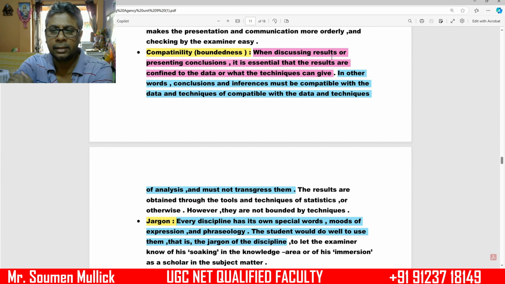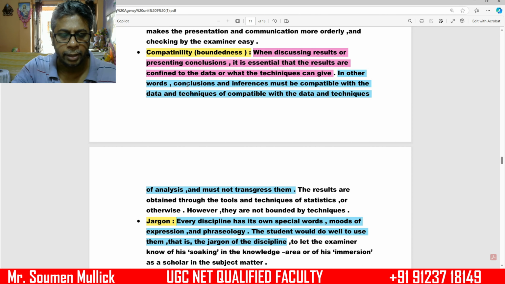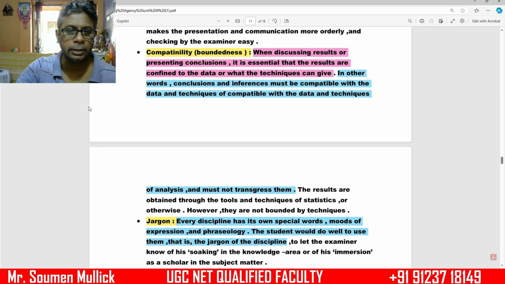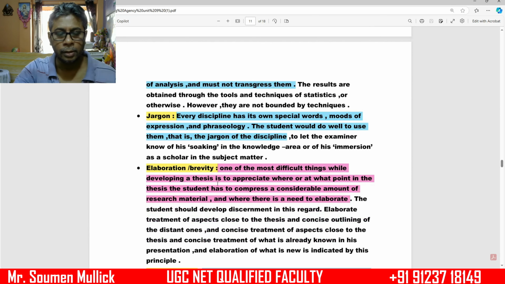Next topic, jargon. Every discipline has its own special words, modes of expression and phraseology. The student would do well to use them; that is the jargon of the discipline. Next, elaboration. One of the most difficult things while developing a thesis is to appreciate at what point the thesis should compare a considerable amount of research material and where there is a need to elaborate.